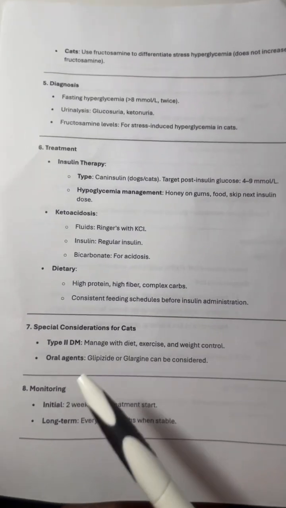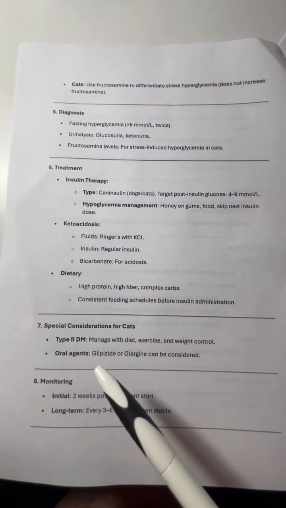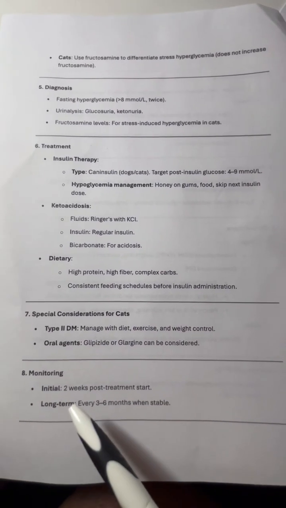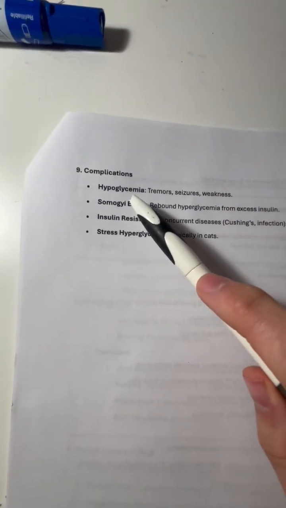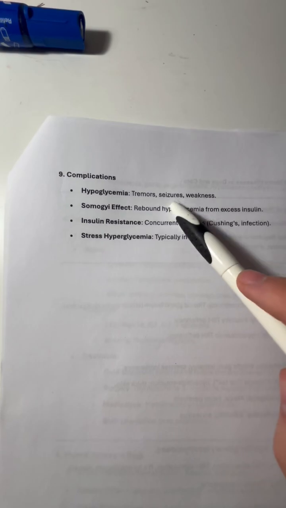Oral agents such as glipizide can also be given. For monitoring, they should be monitored initially 2 weeks after the first treatment and then long-term every 3 to 6 months. For the complications, hypoglycemia can occur from giving insulin and it can cause tremors, seizures, and weakness.